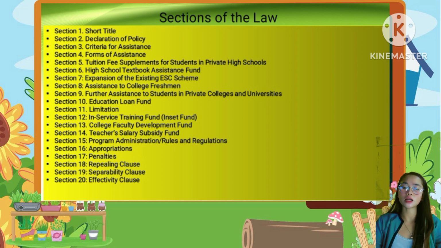Section 15, the Program Administration Rules and Regulations. Section 16, the Appropriation. Section 17, the Penalties. Section 18, the Repealing Clause. Section 19, the Separability Clause. And Section 20, we have the Effectivity Clause.